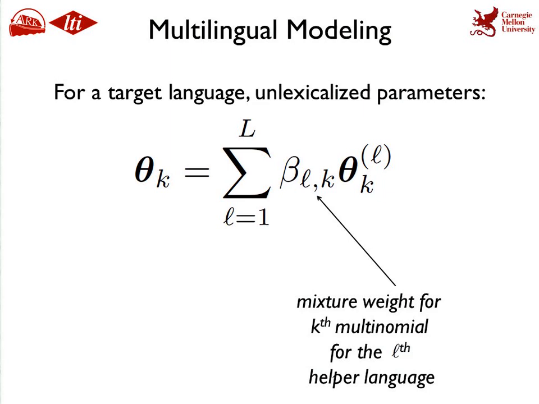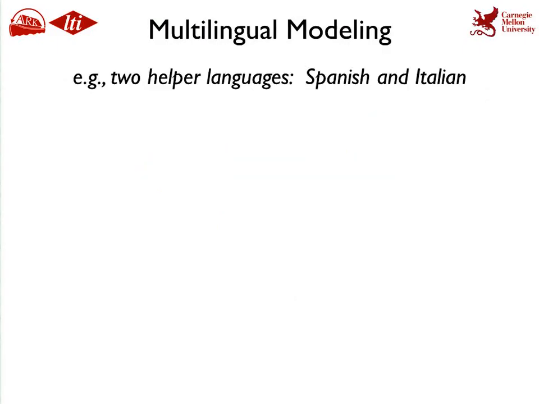Okay, cool. So these are some examples for our two helper languages, Spanish and Italian. Let's say we learn them.